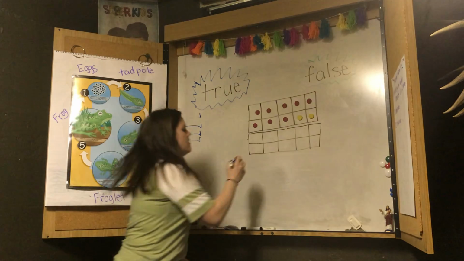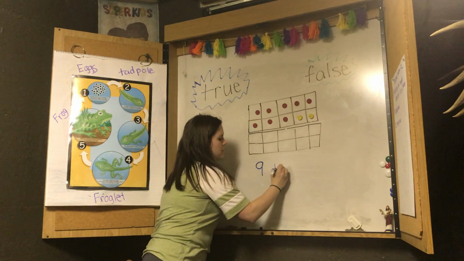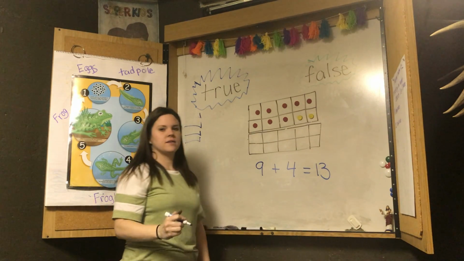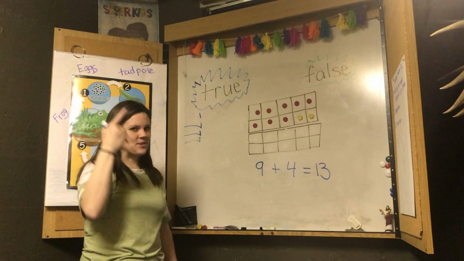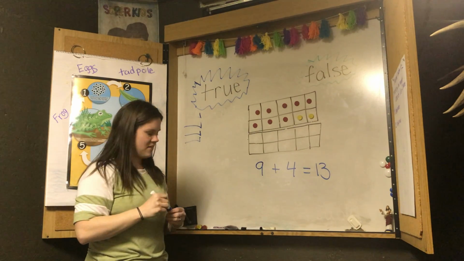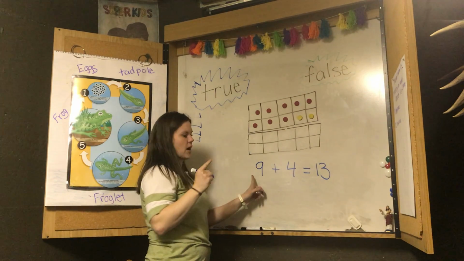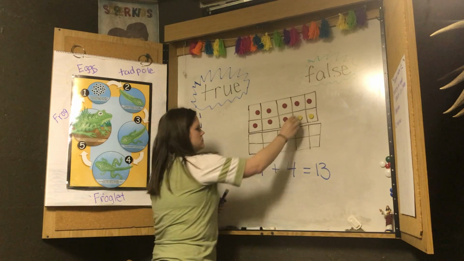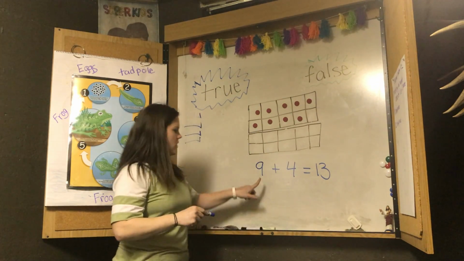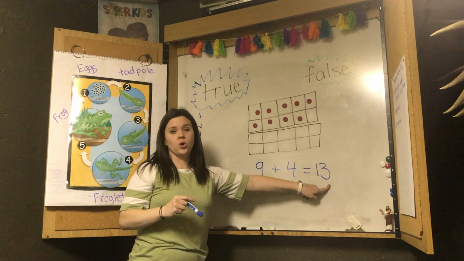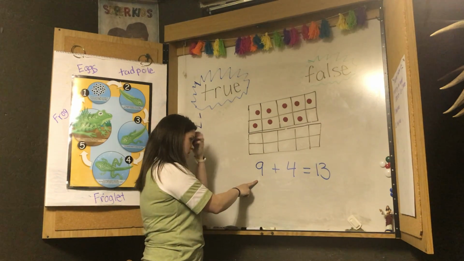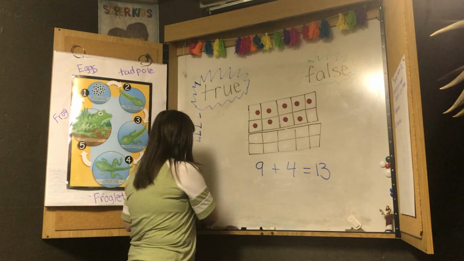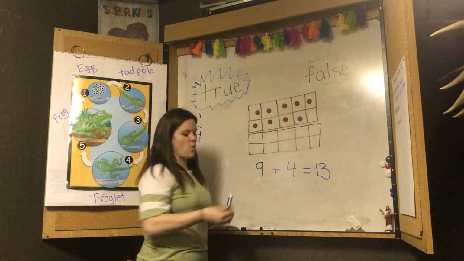Number 8. 9 plus 4 equals 13. This is another one I can solve in my head. I know the answer, right? My number sense is really strong. I know my 9 addition facts. But let's solve it. So, my addition facts, right? Part plus part equals whole. Let's see if this part of the equation is equal to this part of the equation and if it is true or not. So there's 9 and I'm going to add 4 more.